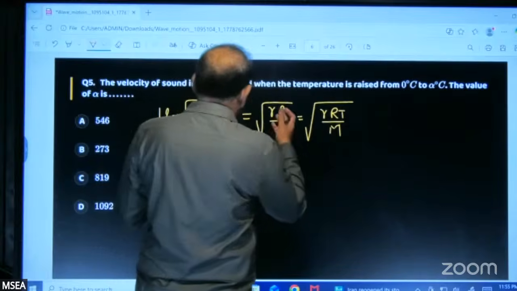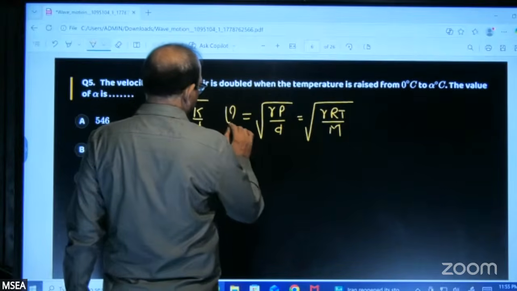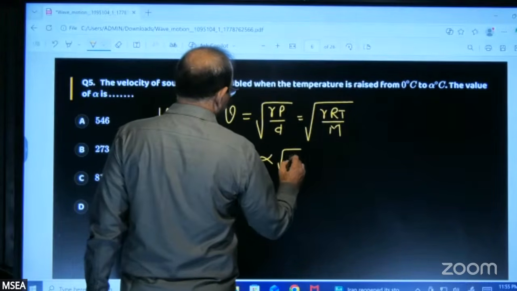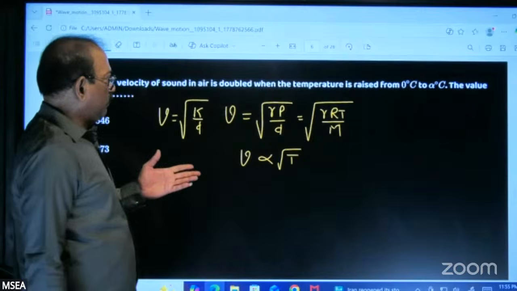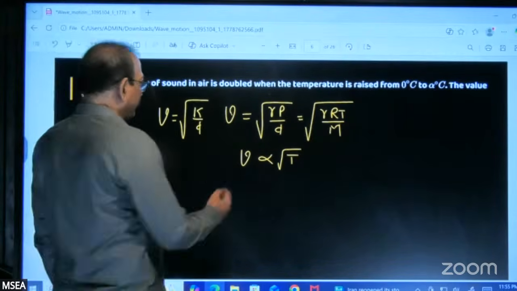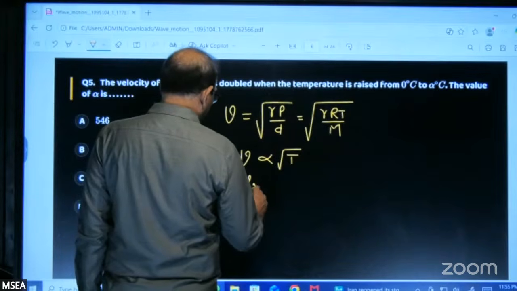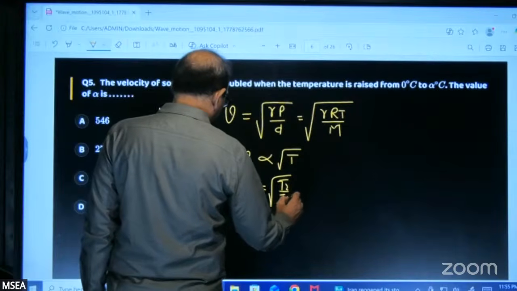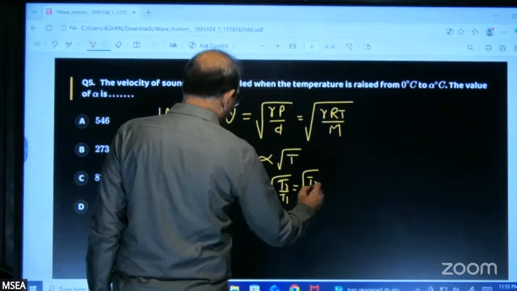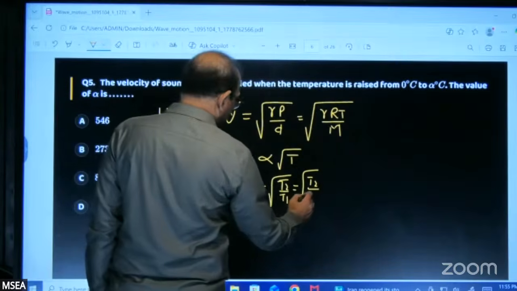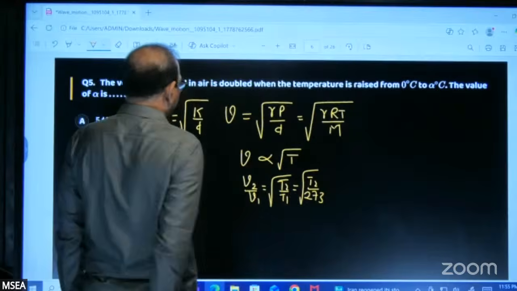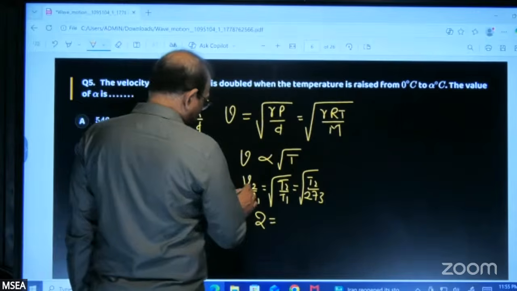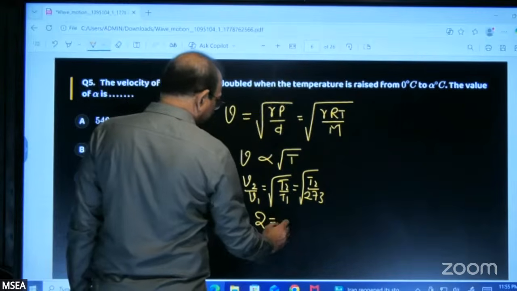Now, he is giving a problem based on the velocity of sound and temperature relation. Same gas, so gamma and M are the same. V is proportional to root T. Very easy problem. V2 by V1 is root T2 by T1. 0 degrees centigrade means 273 Kelvin. V2 by V1 is 2, V2 is 2 times V1, as given, a double.